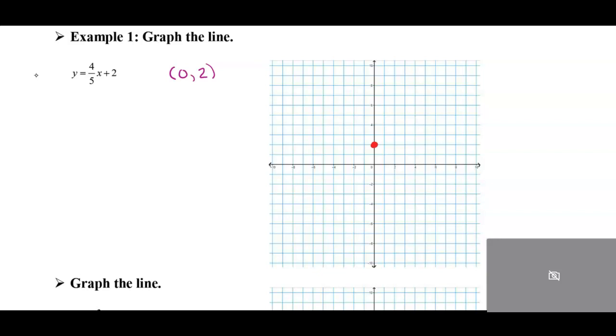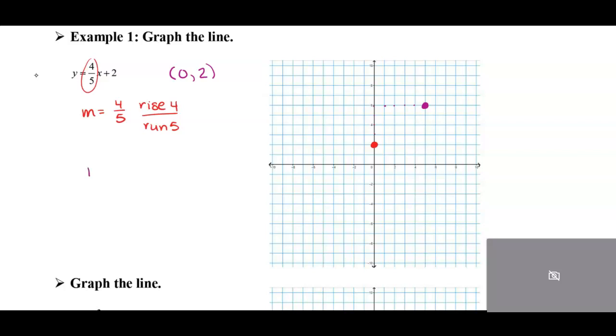So in this case, my slope is 4/5. And that tells me I'm going to have a rise of 4 and a run of 5. So from this first point that I put on my graph, I'm going to go up 4 over 5, and that's where my next point will be. And then I can draw my line.